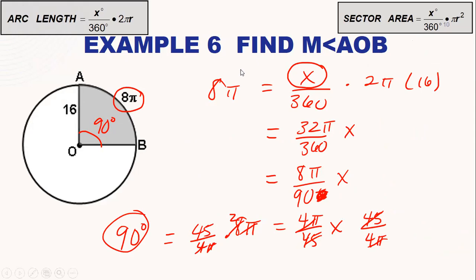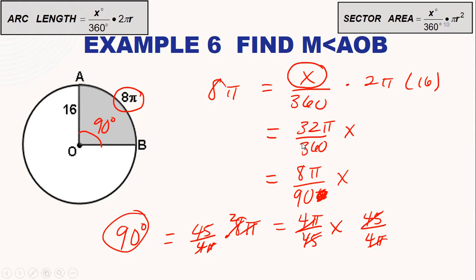So we know our arc length, so we're going to be using the arc length formula. So we have arc length is 8 pi, and we have x over 360 times 2 pi, and our radius is 16. We circle the x because that's our unknown. That's our goal to get by itself. When you have a number or variable in the numerator, as long as it's not being added or subtracted, it can be separated from the fraction. So since x is not being added or subtracted, I can separate it from the fraction. And then we have 2 times 16 is 32 pi. So I'm left with 32 pi over 360.